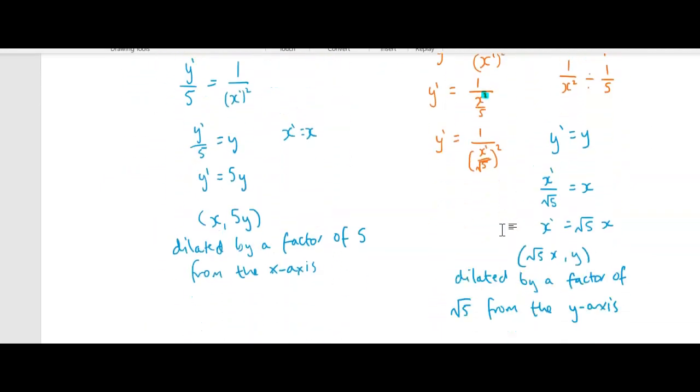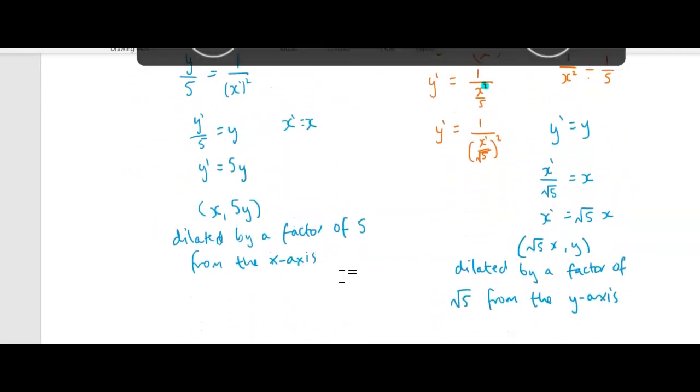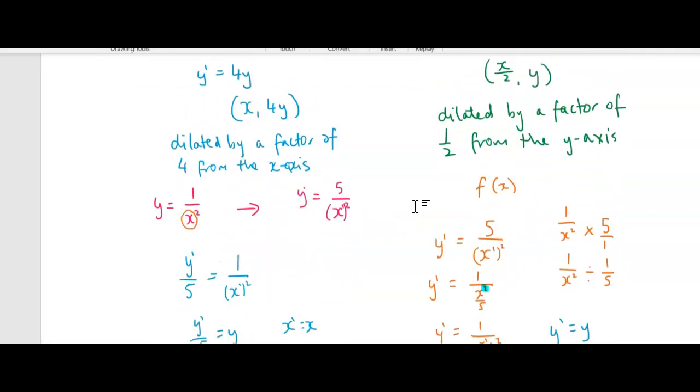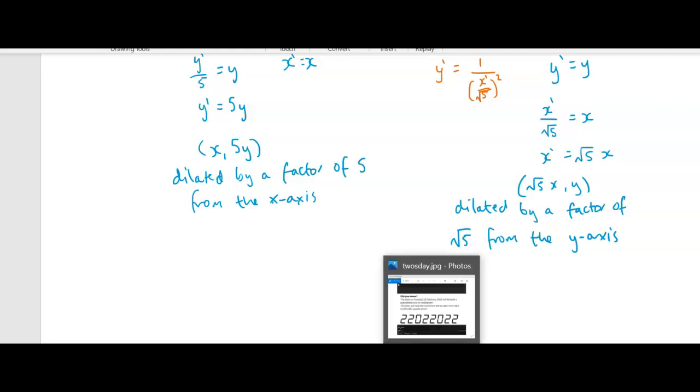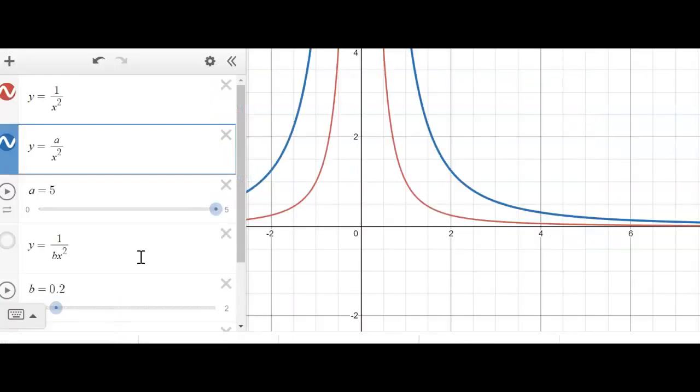All right, so let's just go back to our graph. Remember we've already seen a dilation from the x-axis. So let's just have a look and make sure we're doing it right from the y-axis. I've got to put my graph back on. So let's put the graphs back together. I'm going to make them all the same for now.